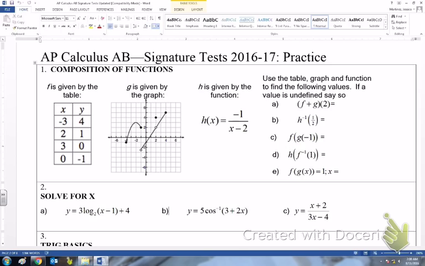So I'm going to rewrite this as h of 2 equals, and then if I plug in 2 to this function, I get negative 1 over 2 minus 2, which is negative 1 over 0, and you're not allowed to divide by 0, so this is actually undefined.